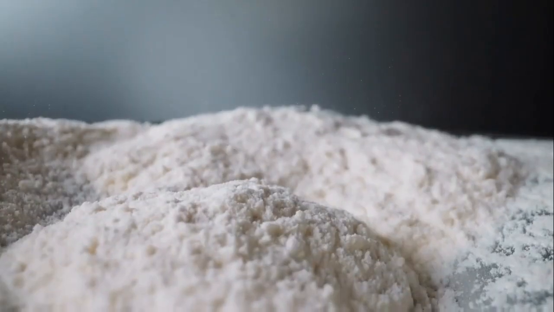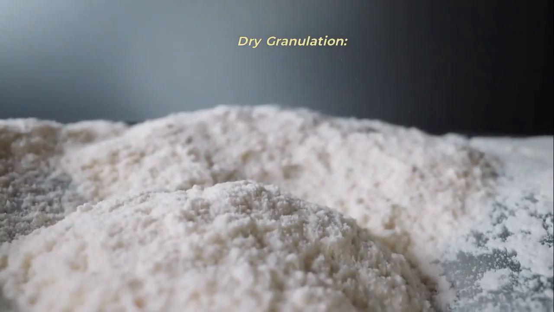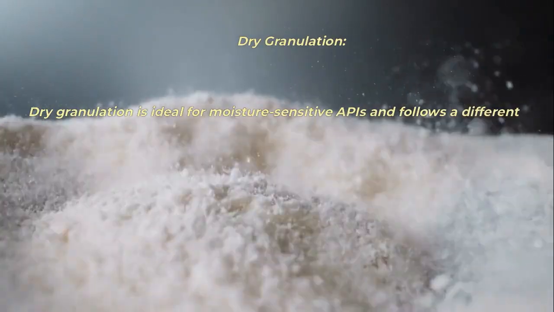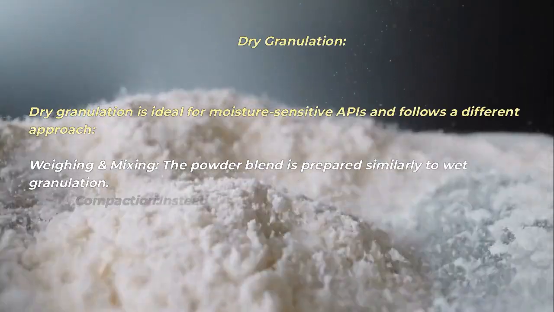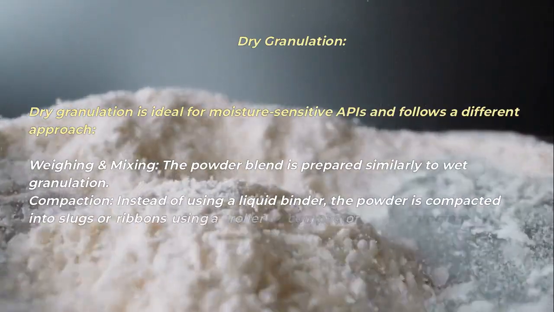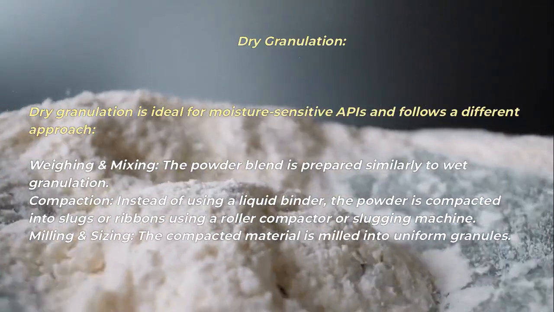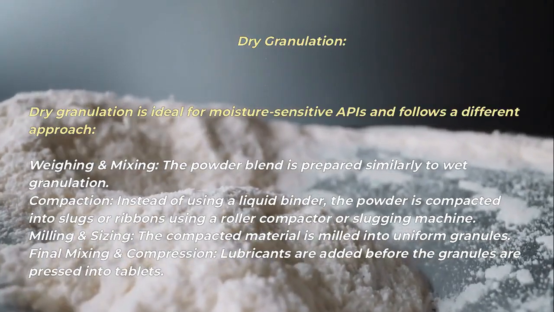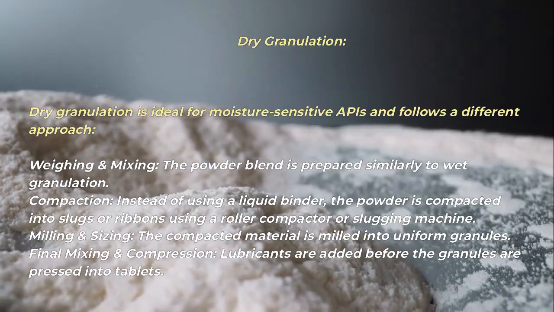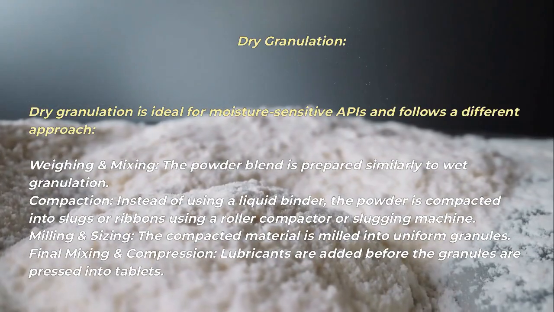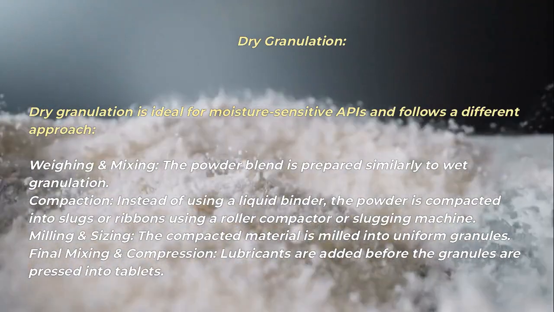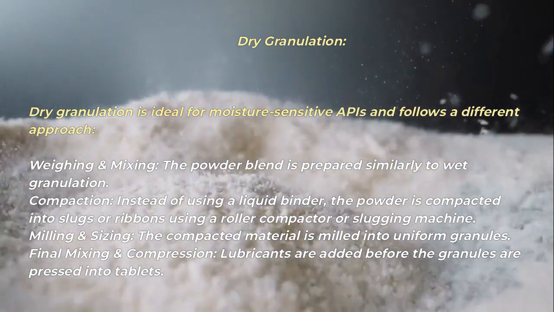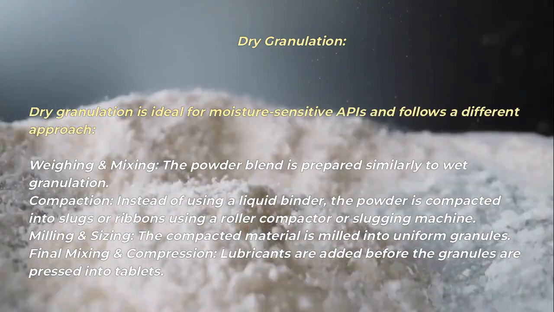Dry granulation. Dry granulation is ideal for moisture-sensitive APIs and follows a different approach. Weighing and mixing: the powder blend is prepared similarly to wet granulation. Compaction: instead of using a liquid binder, the powder is compacted into slugs or ribbons using a roller compactor or slugging machine. Milling and sizing: the compacted material is milled into uniform granules. Final mixing and compression: lubricants are added before the granules are pressed into tablets.